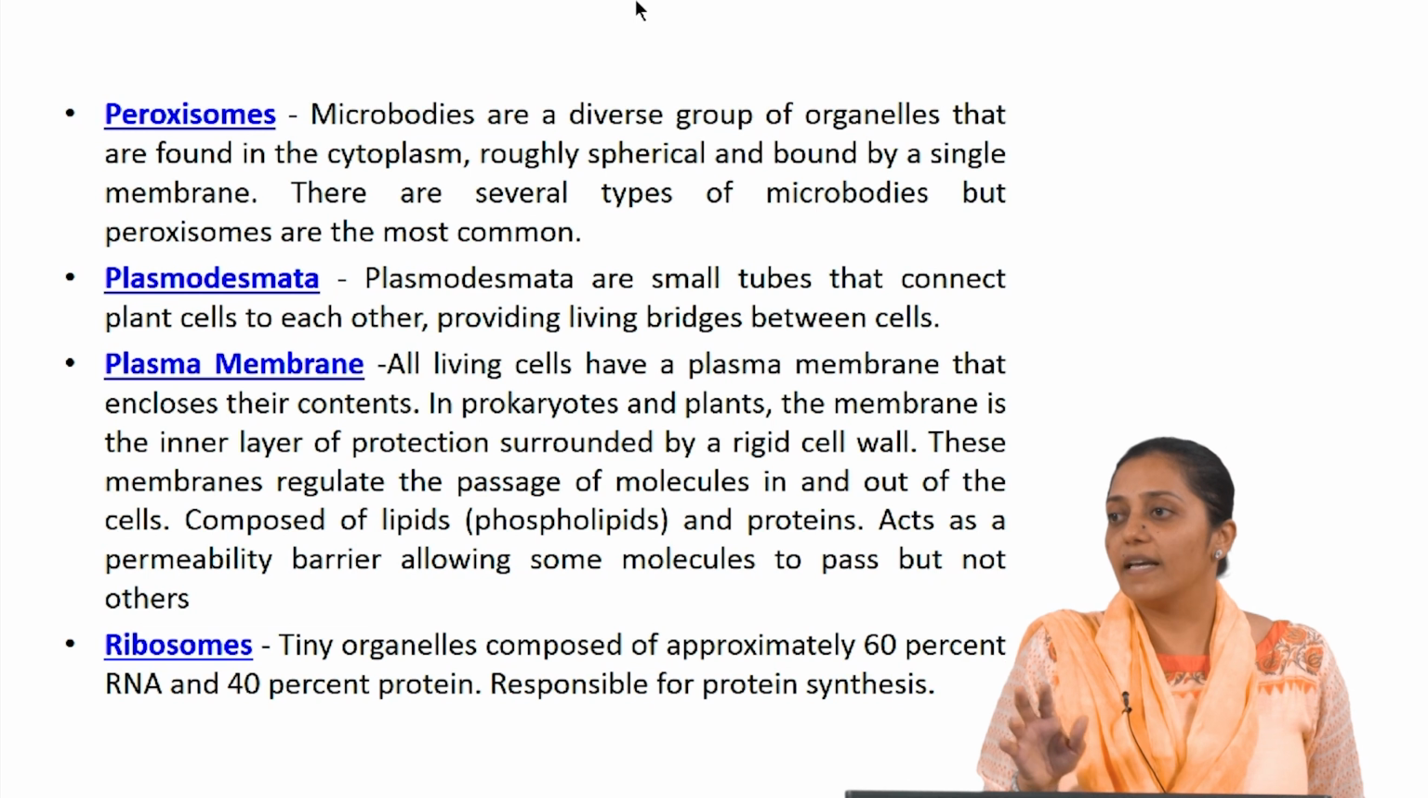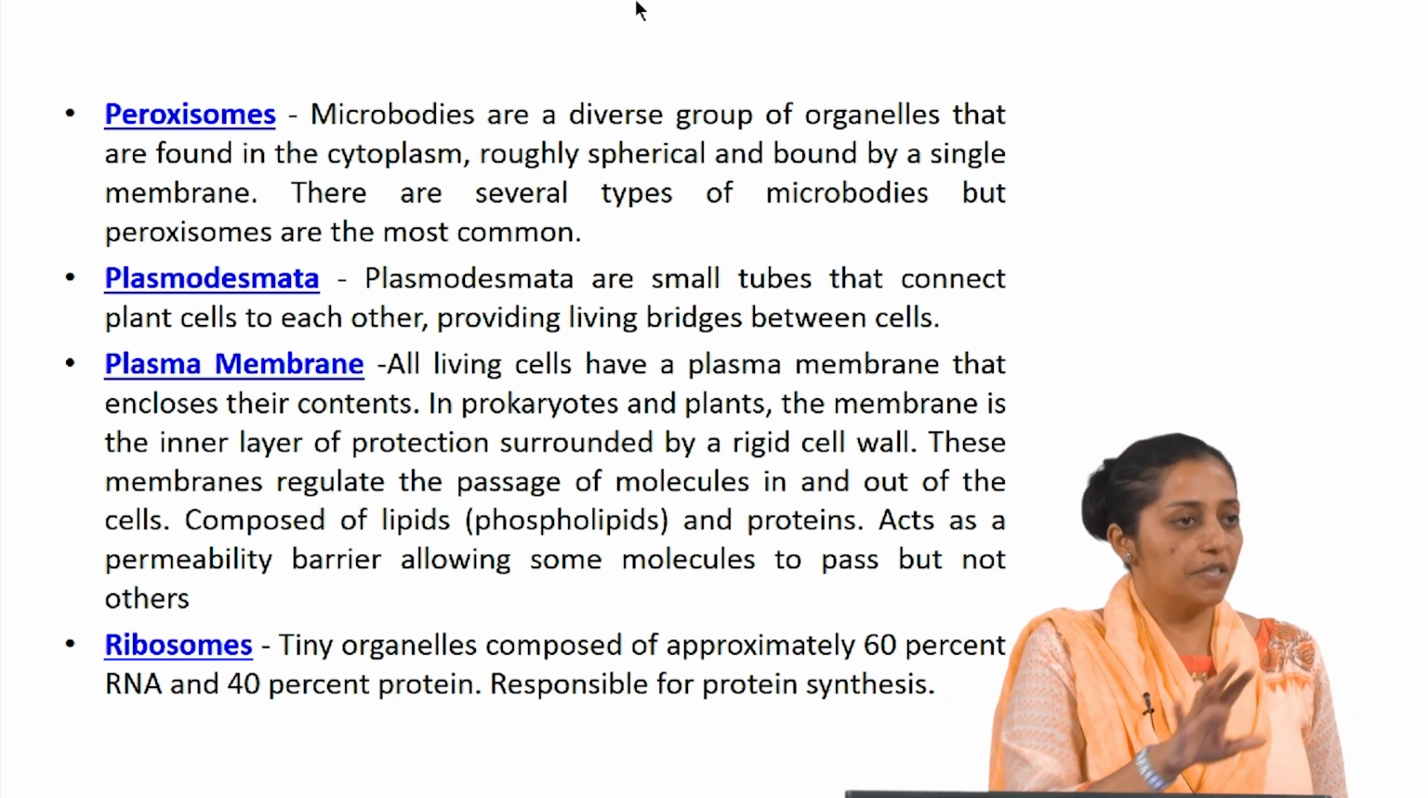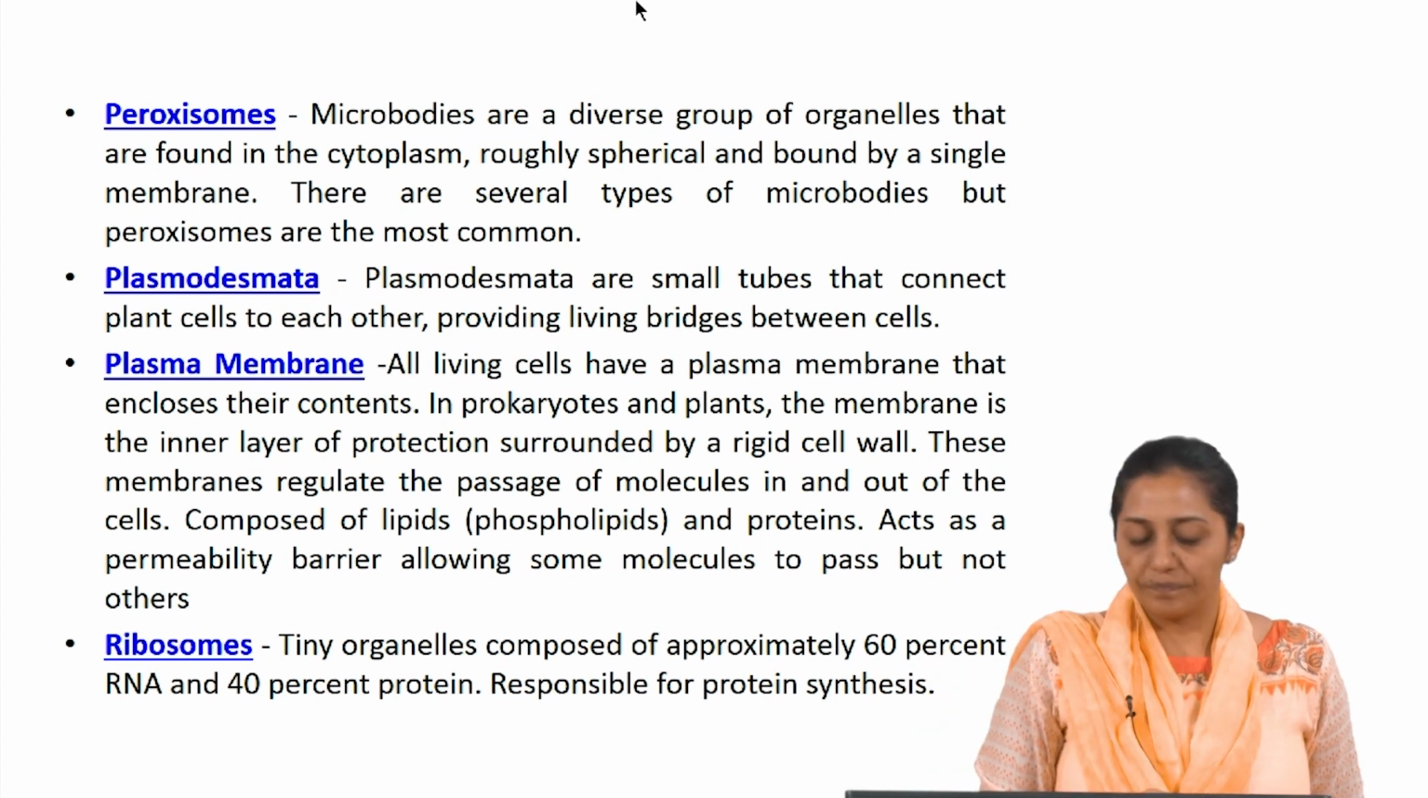So this is how plant cells are found to be connected to each other. This is called plasmodesmata, the continuity, the live bridge between adjacent plant cells.